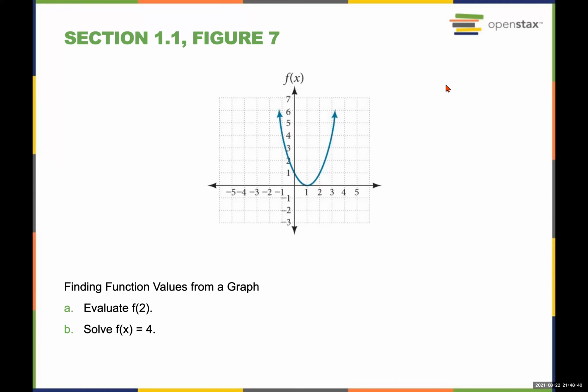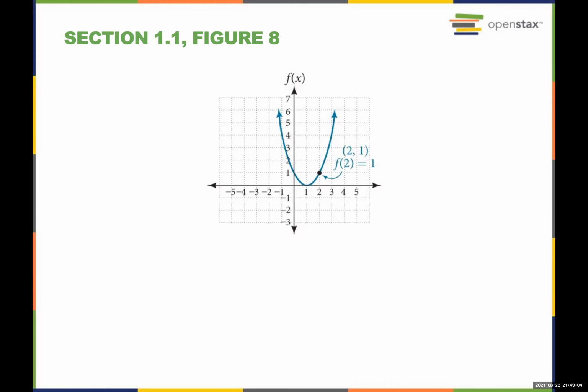Next one, how do we find function values from a graph? Given a parabola here, letter A, evaluate f of 2, and then letter B, solve f of x is equal to 4. So letter A, f of 2, by looking at the point on the graph, f of 2 is 1. That's why we have the ordered pair here, 2 and 1. So the answer is f of 2 is equal to 1.